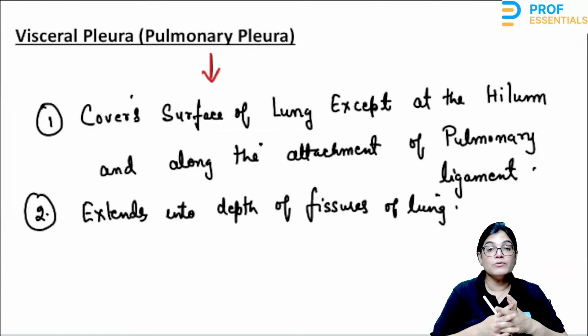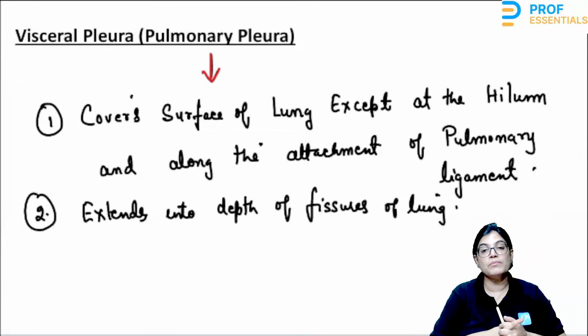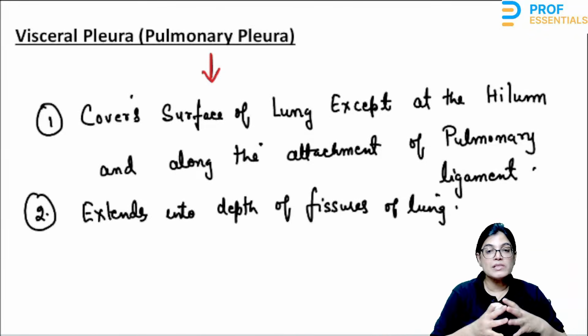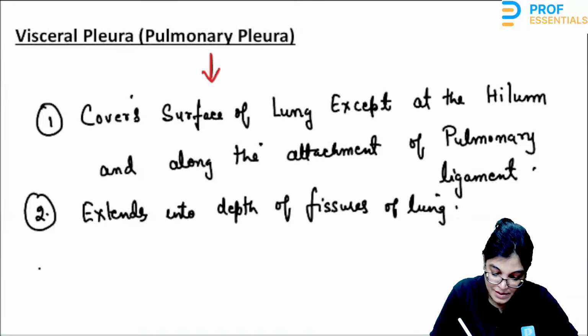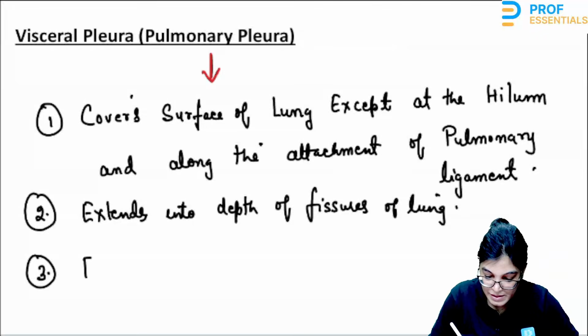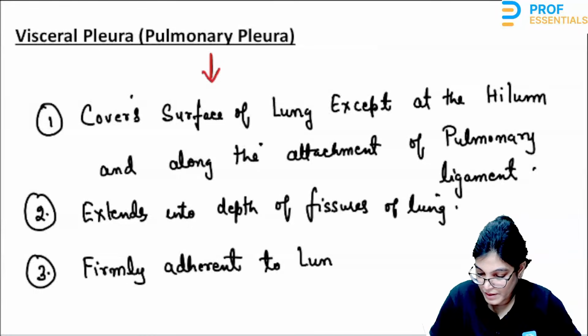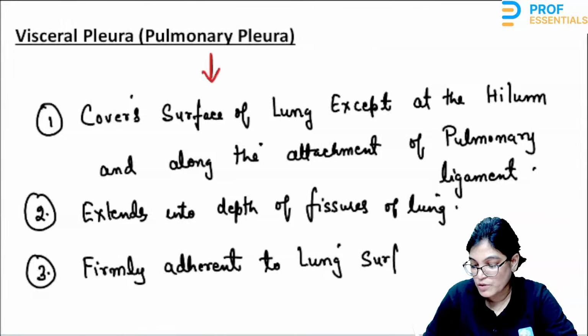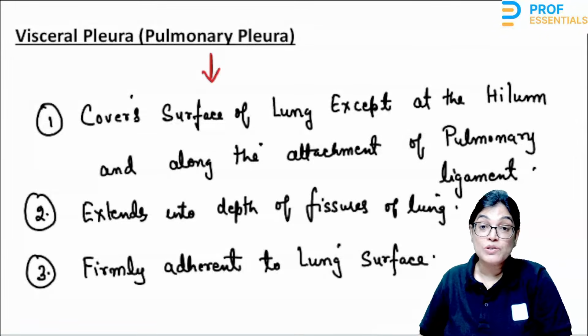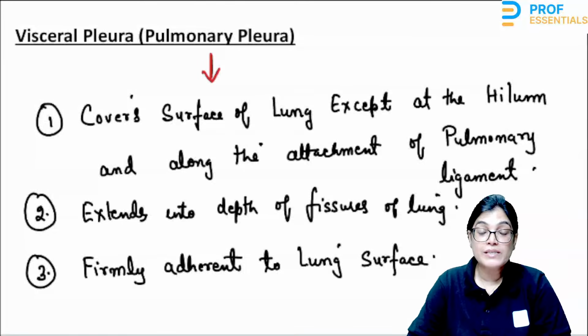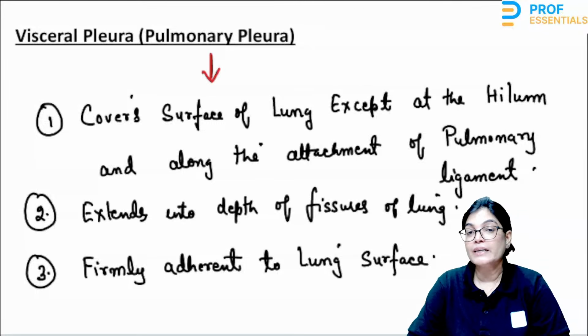The third most important point which you should know about the visceral or pulmonary pleura is that it is quite adherent to the lung surface. It is difficult to separate it. When I am using the word firmly adherent, it's not easy to separate the visceral pleura from the lung surface. These are the three important points about the visceral pleura.